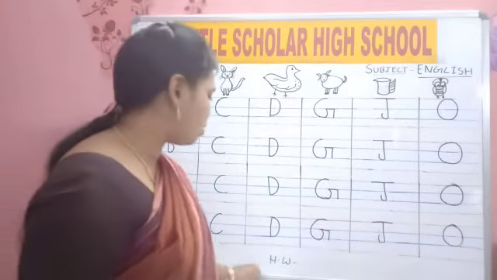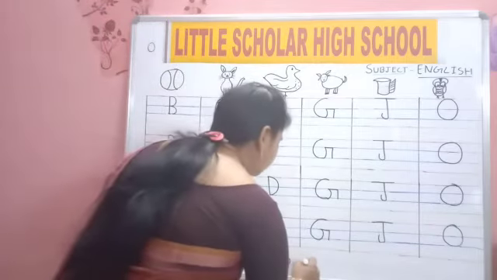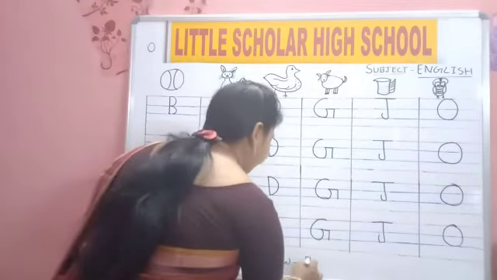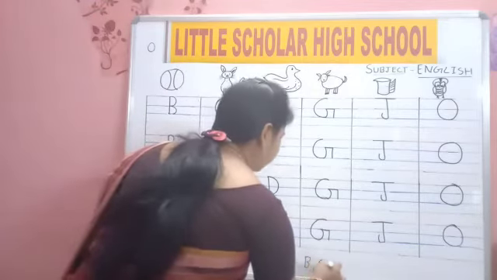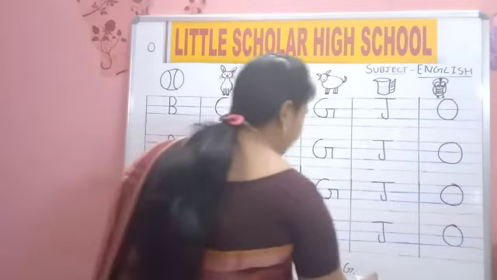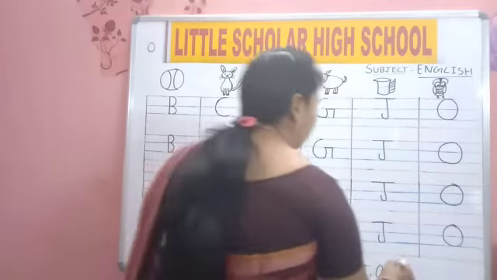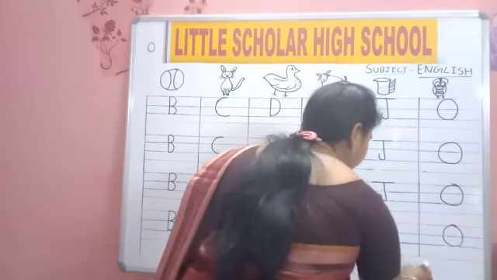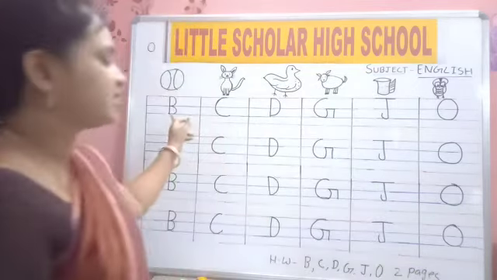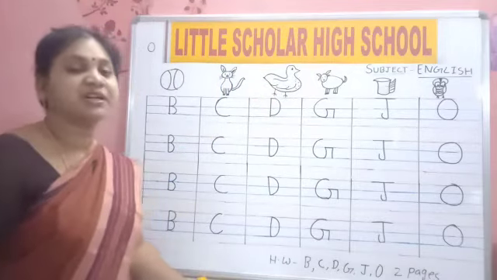What will be your homework? All these letters, 2 papers. Yes, these all, B, C, D, G, J, O, 2 pages. All these letters in the same way you should write 2 pages. Is it clear, children? Do your work very neatly.